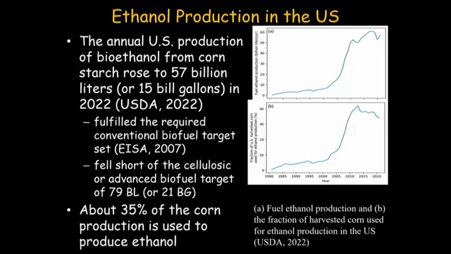corn. I'm showing two figures. In the first figure I'm showing the ethanol production from corn, and the recent number is about 15 billion gallons from corn. There is one additional gallon which comes from cellulose, which I can talk about later. So it fulfilled the requirement of the conventional biofuel targets based on the EISA mandate, but it fell short of the cellulosic or advanced biofuel target, which I said was about 20 billion gallons.